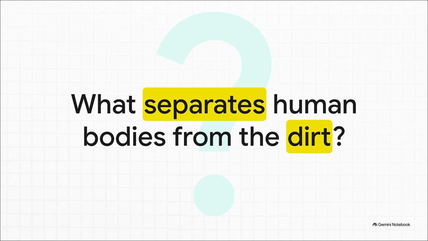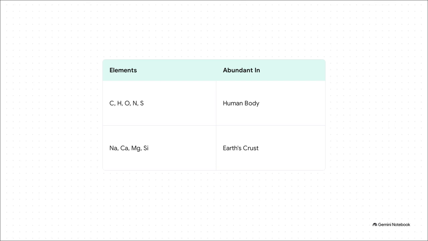Carbon, hydrogen, oxygen, they're in the dirt and they're in you. So the crucial point here is that the difference isn't what elements are actually present, but their relative abundance. Oxygen is actually the highest in both the Earth's crust and the human body.